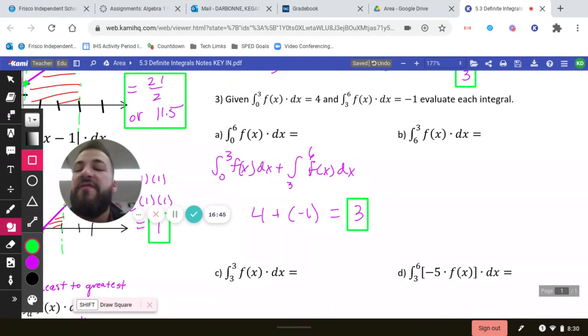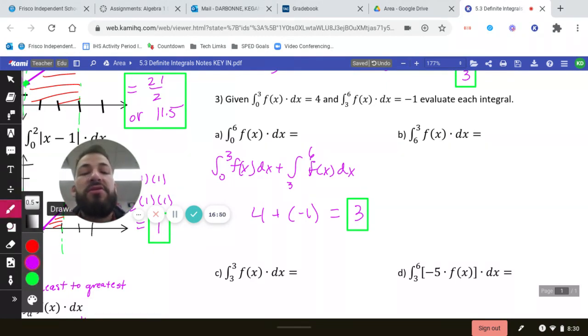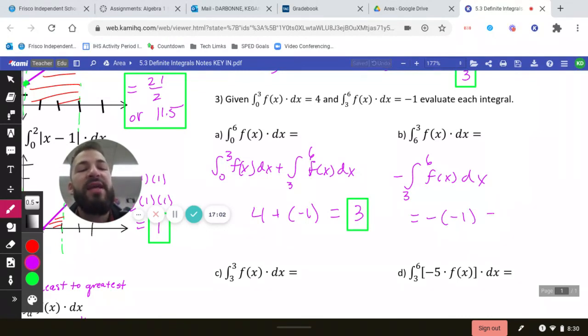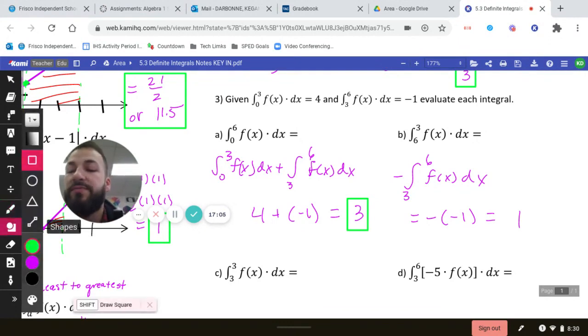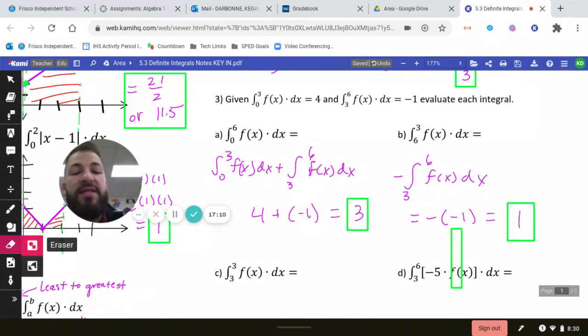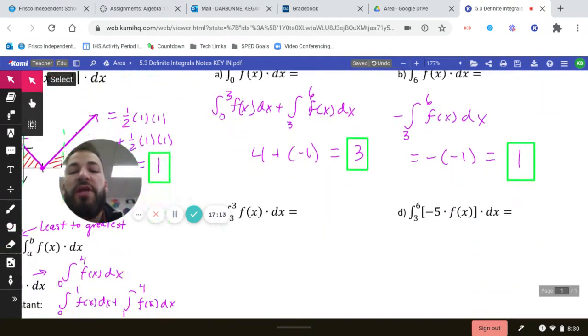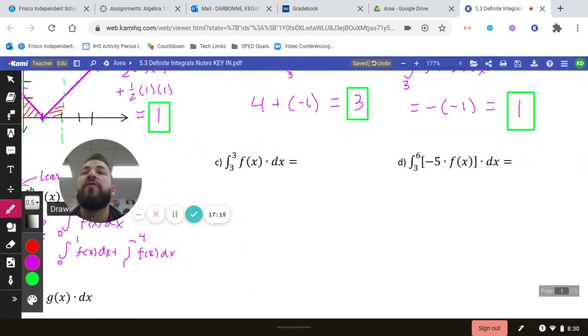So the integral from 6 to 3 of f of x dx, that's backwards, so I need to flip it. So this becomes negative times the integral from 3 to 6 of f of x dx, which is equal to negative, integral from 3 to 6 is -1. Negative times -1 is equal to +1. Then c, the integral from 3 to 3 of f of x dx. Well, we know the integral from any number to itself, so the number doesn't change on the interval, is just equal to 0.